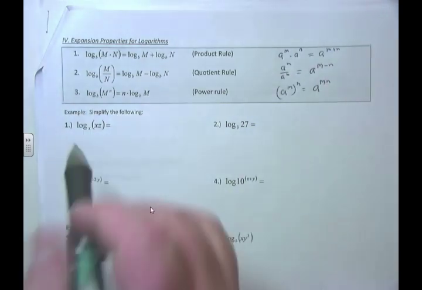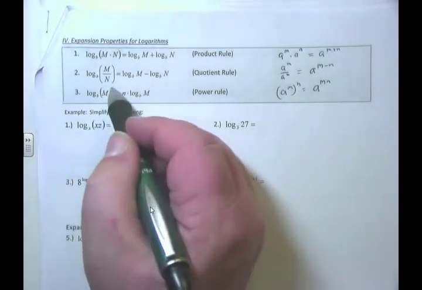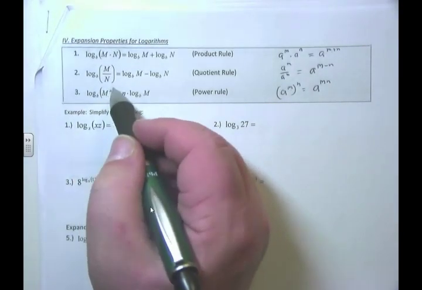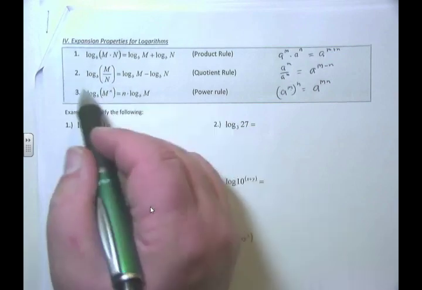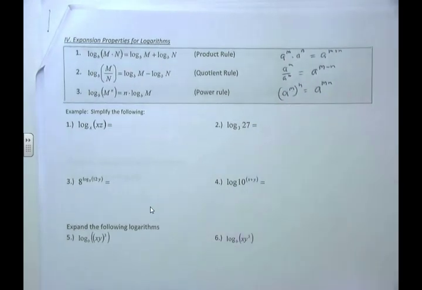And look at your third case. Log base b of m raised to the n. M raised to n is like a power raised to another power. And what do you get to do with that? Well, the n pops out front, so you can multiply n times the log base b of m. Power to a power, you multiply.